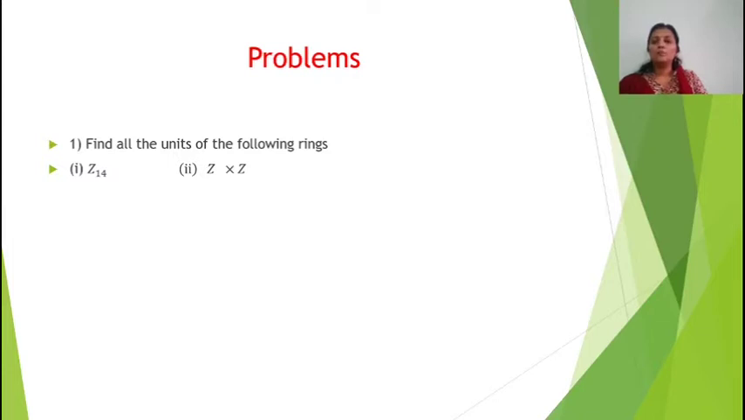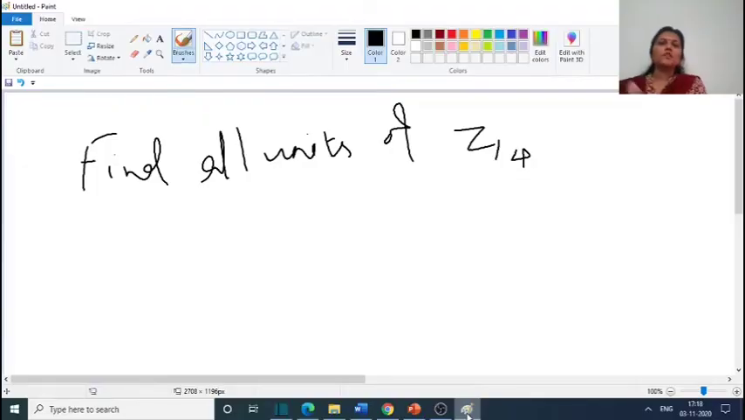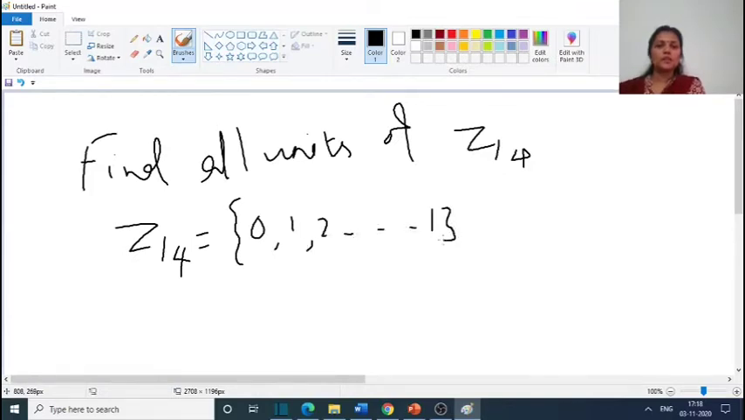Now we have two problems. Find all the units of the following rings. The first ring is Z14 and the second problem is Z cross Z. Next problem is: find all units of Z14. We know that Z14 is equal to the set of all elements 0, 1 up to 13, and the operations are addition modulo 14 and multiplication modulo 14. So this is the Z14 ring.